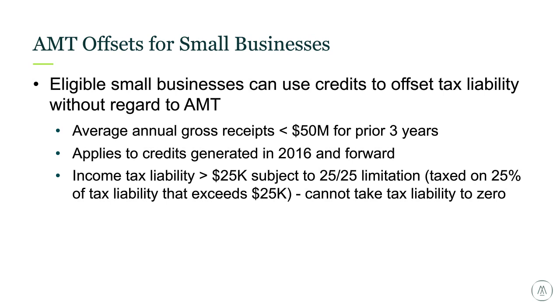And to be an eligible small business, you need to be a corporation that's not publicly traded, a partnership, or a sole proprietorship with less than $50 million in annual gross receipts for the prior 3 years. Now, even though the offset is allowed, there is a rule called the 25/25 limitation, which means that a taxpayer will be taxed on 25% of the taxes owed that exceed $25,000. So unfortunately, the taxpayer won't be able to take their tax liability all the way to zero.